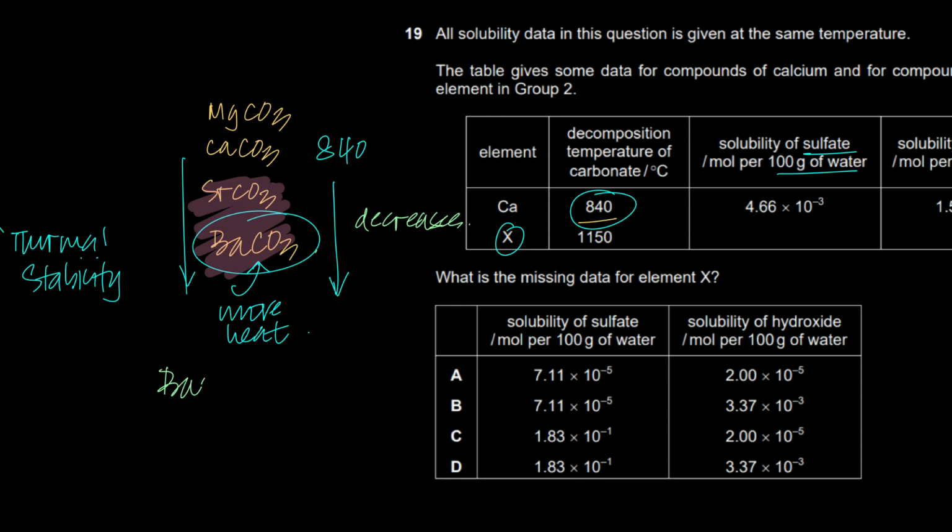That's the reason why barium sulfate gives you a white precipitate. That's why you use barium sulfate for your test, and you've been using it since O levels and IGCSE, because barium sulfate is highly insoluble. So what happens to the solubility of sulfate as you go down the group?